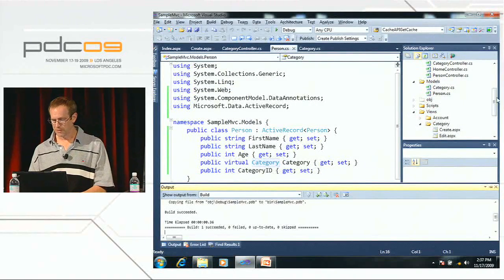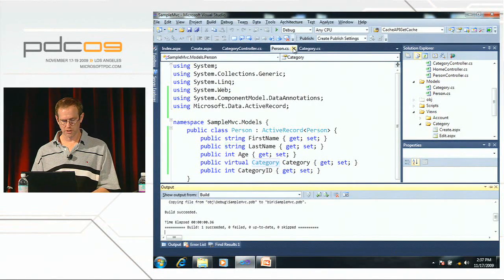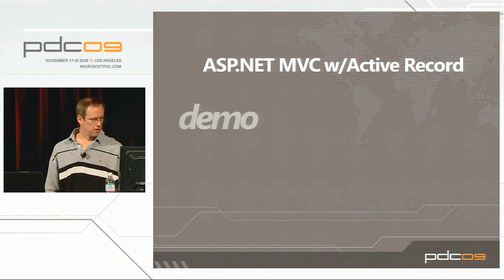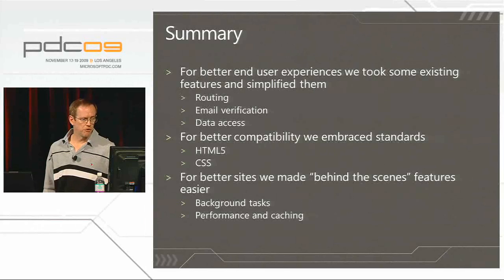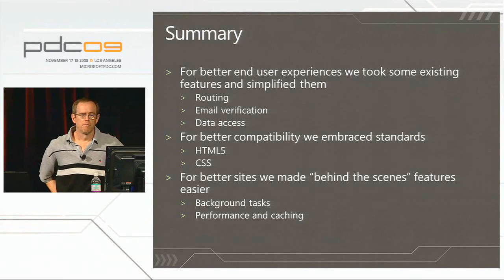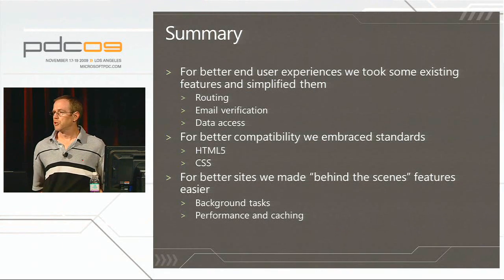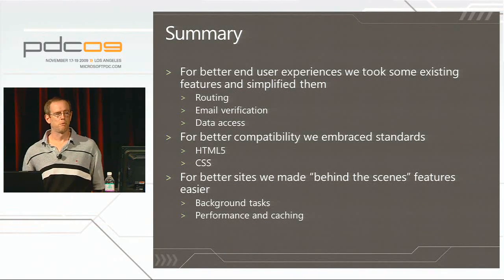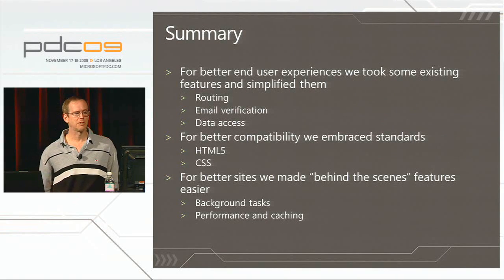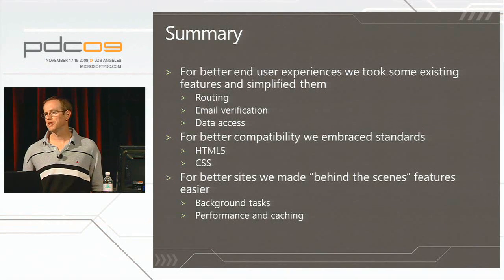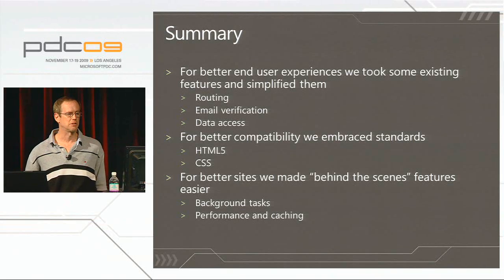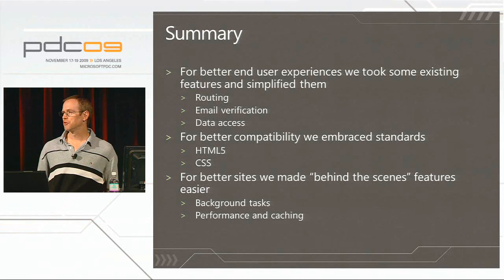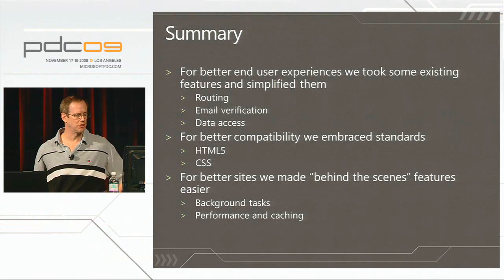So I think that'll be really cool for people. We're excited about it internally. So at that point, summary. One of our goals moving forward is going to be to take a lot of our existing features and make them easier to use. So obviously, as we've shown, routing, email verification, data access. We want to go out there and embrace standards, HTML5, AJAX, CSS. And we want to have more behind-the-scenes features. This is where the background task and some of the performance stuff you guys saw is.